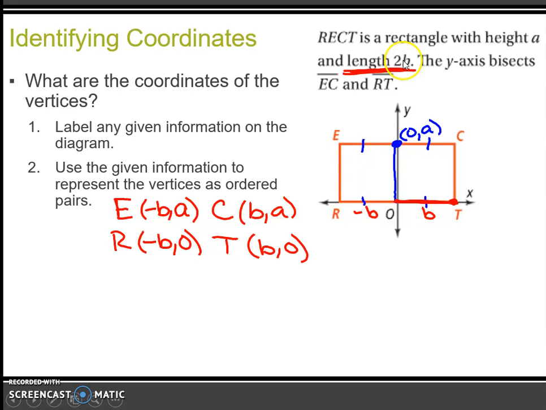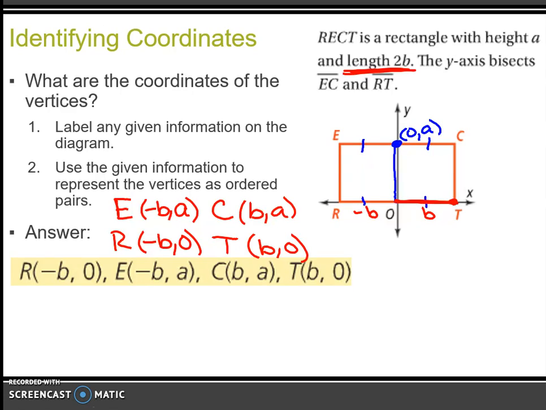So you just do divided by 2, right? So each one. This side is negative, so let's label this negative b. And let's label this positive b. And let's label this 0, a, because this is the height. So this is a, 0, a. So we're going to label this. E is negative b, a. C is b, a. R is negative b, 0. And T is b, 0. Okay. So that's the answer. So let's write them down. RECT, like rectangle.